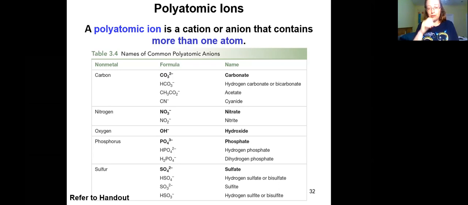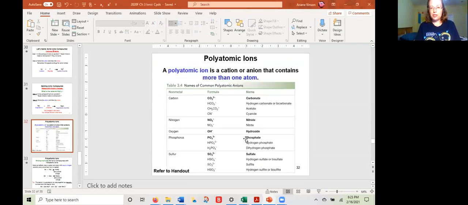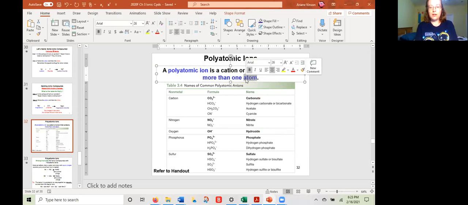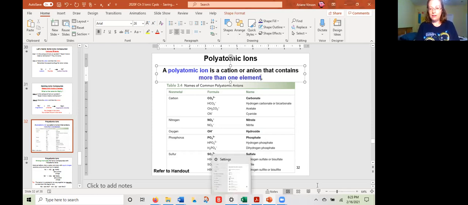This one from table 3.4 has the ones from the book, and it's highlighted some of the more popular ones. The one that we're going to use in class has all of these and maybe a few more. All of them have more than one element in them. And you know what? I'm going to change that too. We're going to say that it's more than one element in it too. So let's change this. More than one element. Okay. And we will go back and see it full screen and get rid of the box.